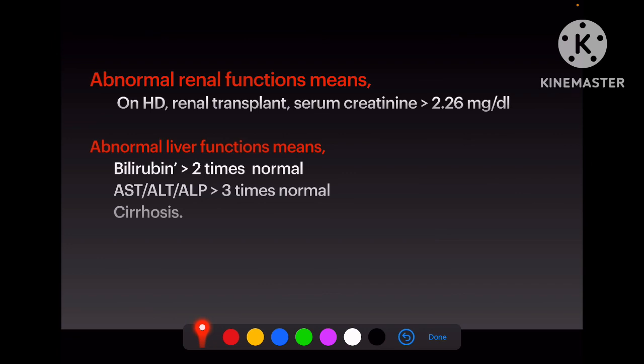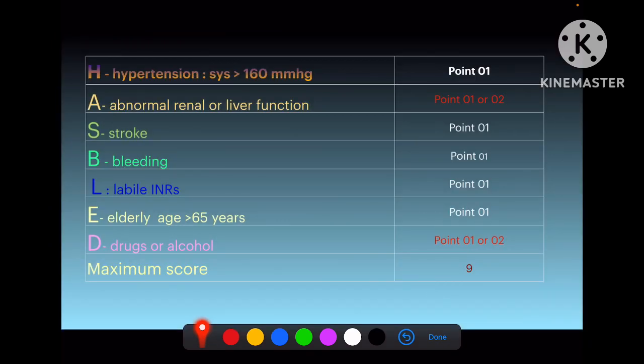Then if your patient's AST, ALT, and alkaline phosphatase are more than 3 times the normal, you have to consider it abnormal liver function. If your patient is diagnosed with cirrhosis, yes, you have to consider that abnormal liver function. Then, as I told you, if your patient has only abnormal renal function or only abnormal liver function, then you have to give 1 point.